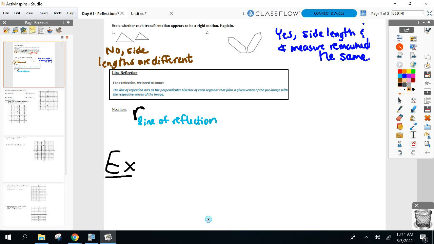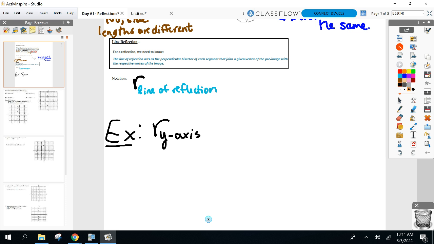So here's an example of what you'll see. Lowercase r, and then some type of subscript. So in notation, what am I telling you to do? What's lowercase r mean again?